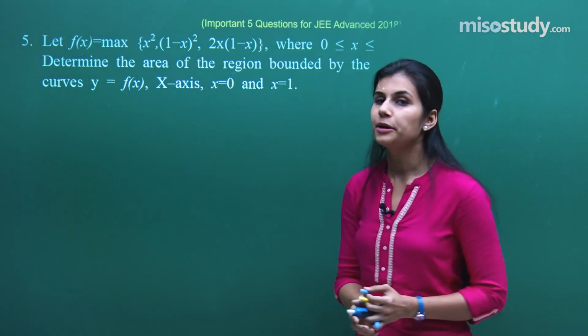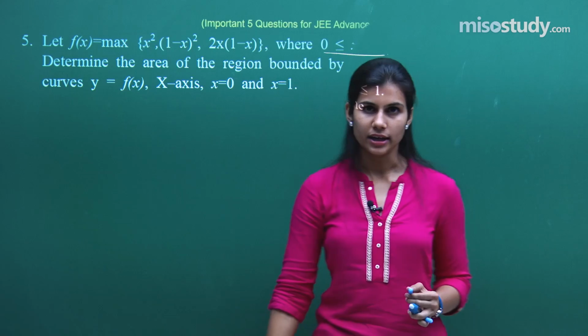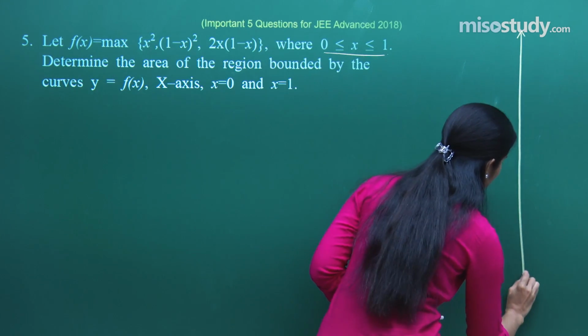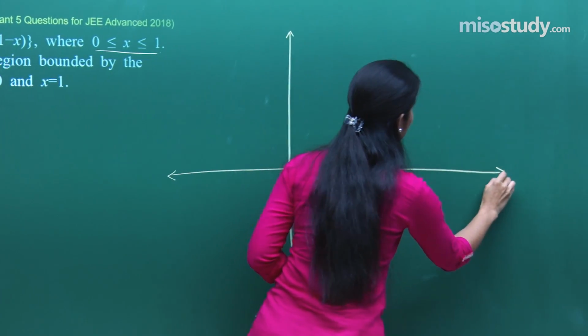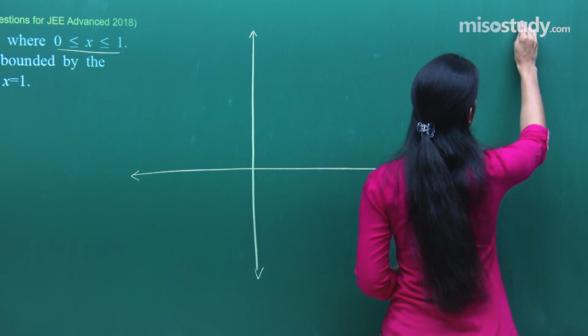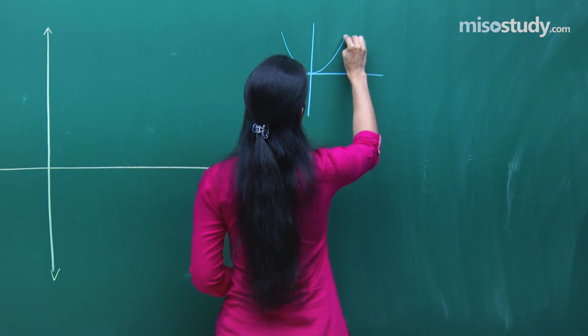Okay? Now this question tries to give you the definition of the function f, which is the maximum of these three parabolas, and only when x is ranging from 0 to 1. So over here, if I try to tell you what the curve would be, for that you should be aware of the three curves given in the question. First is talking about y equals x square.